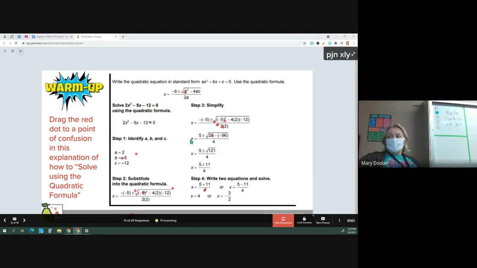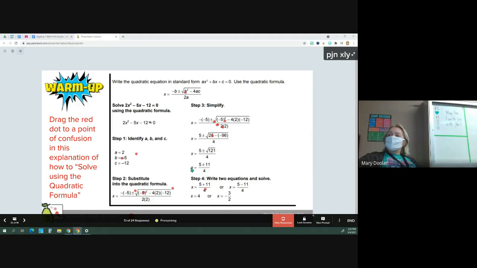Then from this step down to here, what they did is they did 25 minus negative 96. So when you subtract a negative, you can think of it as adding the opposite. So it's really 25 plus positive 96, or 121. And then they simplified that. The square root of 121 is 11.